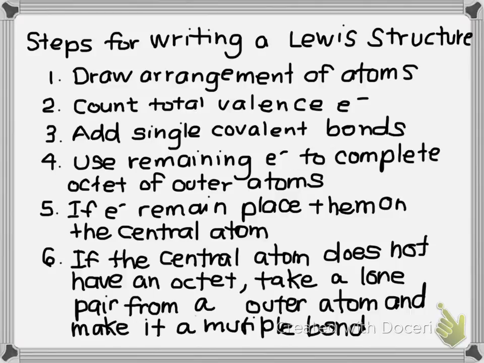If we still have electrons remaining, then we will place them on the central atom. If we don't have any electrons remaining and the central atom does not have an octet, we'll take a lone pair from an outer atom and make it into a multiple bond. It's kind of hard just to read these rules and get a picture of what we're doing, so we'll go ahead and take a look at some examples to show you how we'll do this.